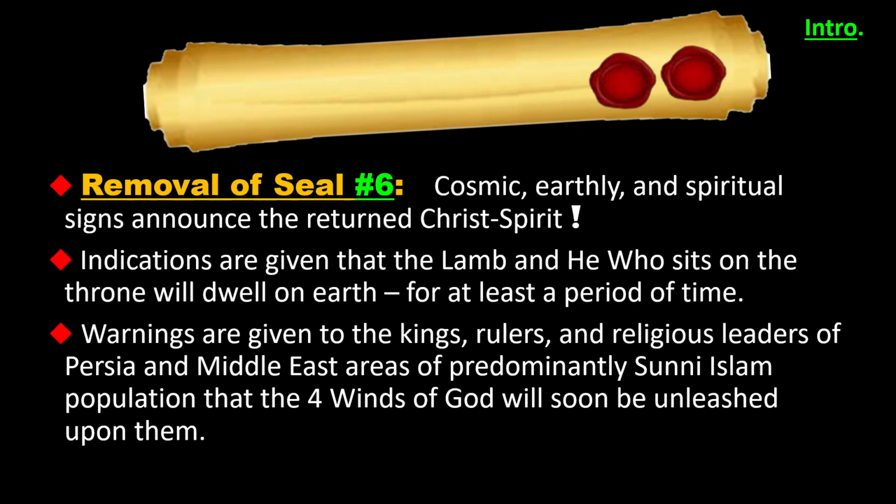Removal of seal number 6. Cosmic, earthly, and spiritual signs announce the returned Christ Spirit. Indications are given that the Lamb and He who sits on the throne will dwell on earth for at least a period of time. Warnings are given to the kings, rulers, and religious leaders of Persia, which is predominantly Shia Islam, and Middle East areas of predominantly Sunni Islam population, that the four winds of God will soon be unleashed upon them.